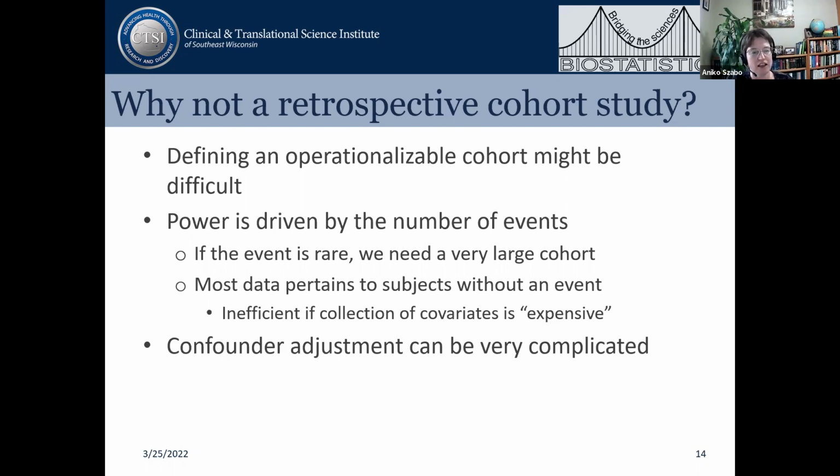The other issue can be that the power of retrospective cohort studies is driven by the number of events.